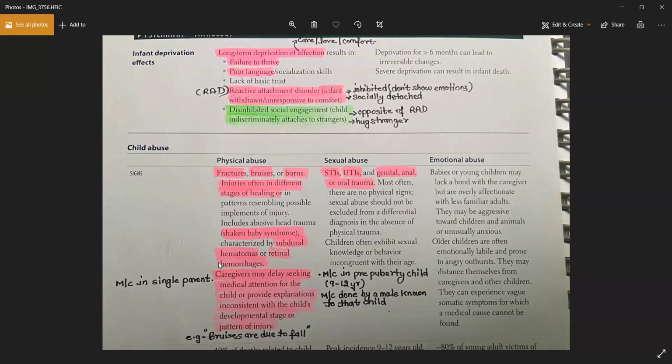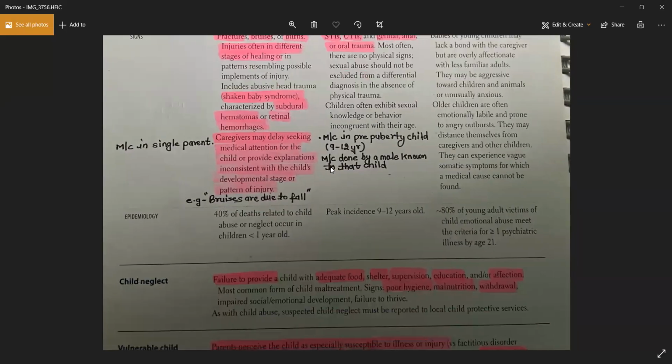In that case, remember the shaken baby syndrome. You will have subdural hematomas. You will have retinal hemorrhages. You will have fractures in the ribs and the arms, and they will give you a history which is inconsistent with the physical findings on the patient. Right? Any doubt?